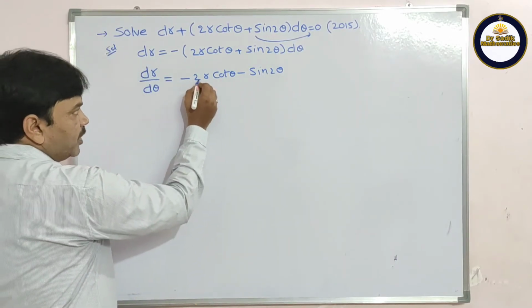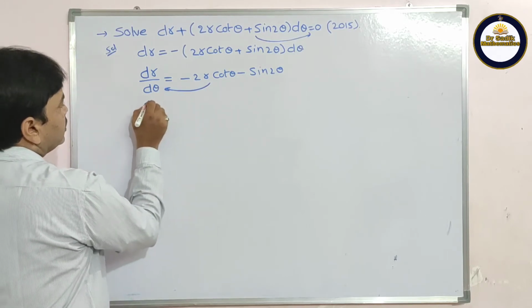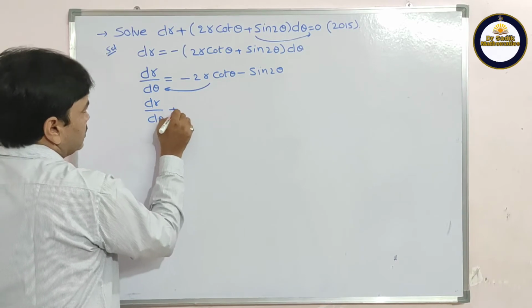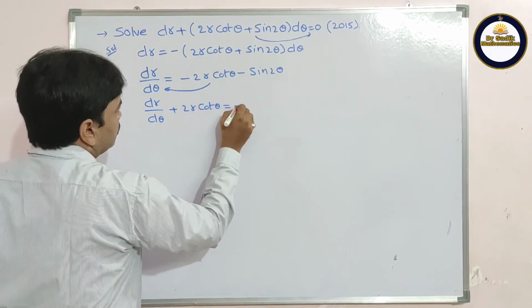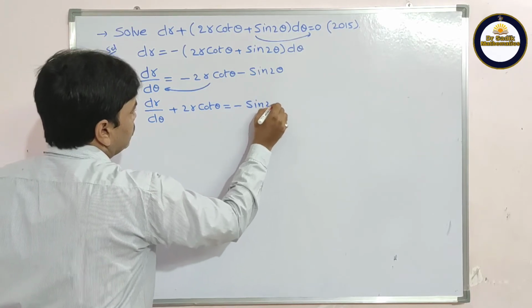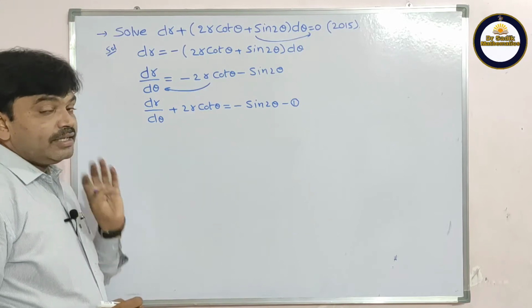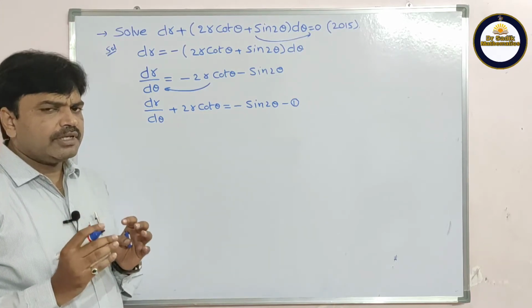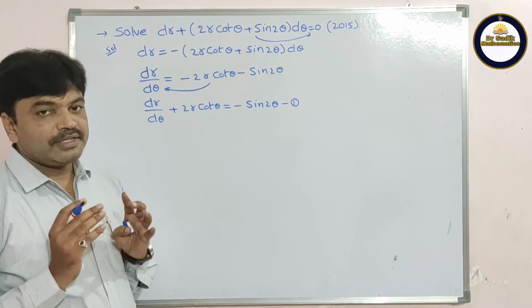Now you transpose minus 2r cot theta to the left hand side, friends, then we get dr by d theta plus 2r cot theta equal to minus sin 2 theta. So this is equation one. Now which is a linear equation, friends. Tell me, what is the linear equation form here?